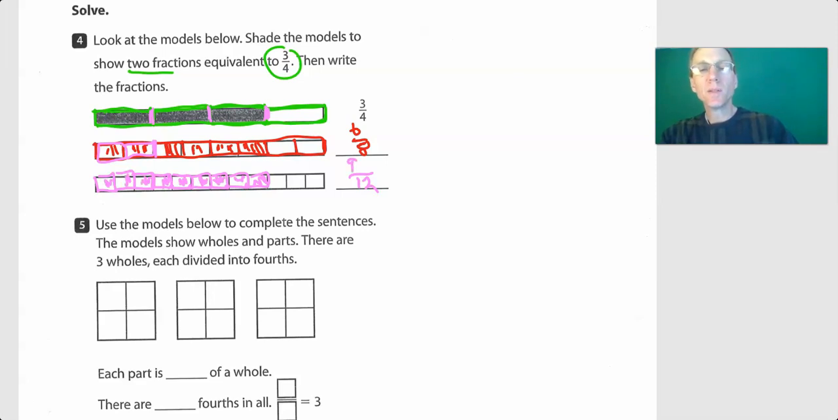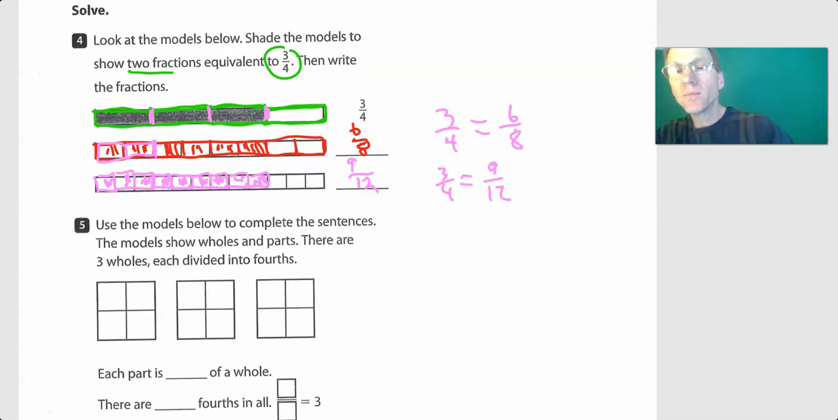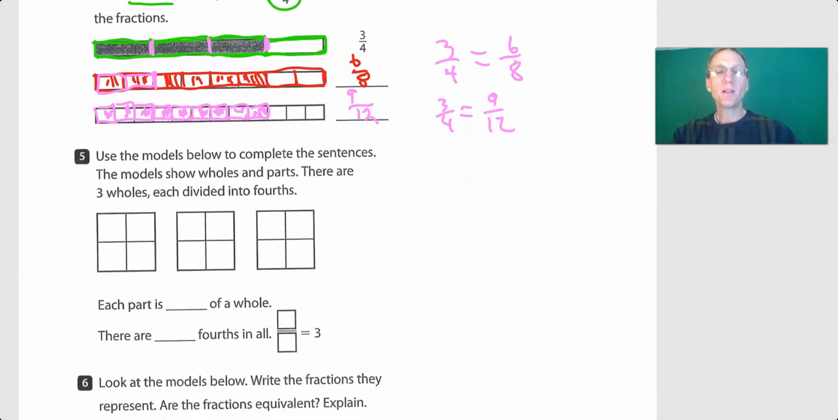So these are equivalent. In other words, 3/4 is equivalent to 6/8, and 3/4 is equivalent to 9/12. There you go. Okay, let's take a look at the next one here.